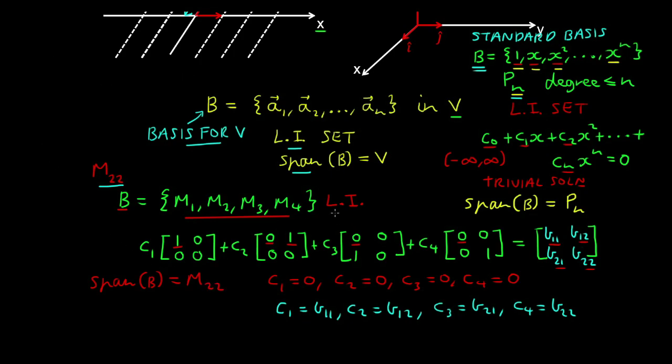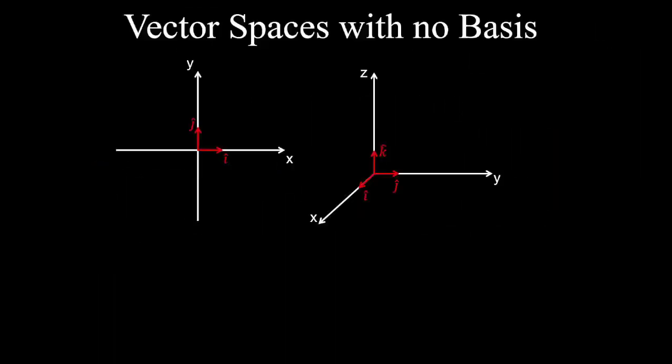So given these two conditions are satisfied, then B is a standard basis for the vector space of 2 by 2 matrices. Some vector spaces have no basis because they don't have a finite spanning set.